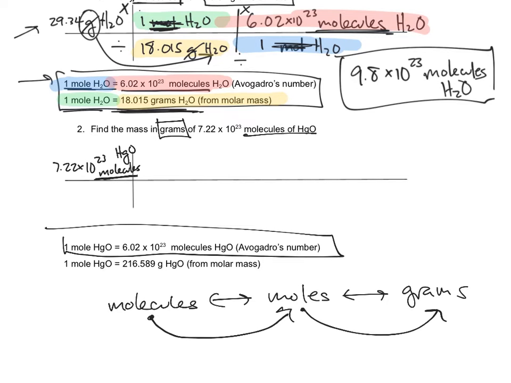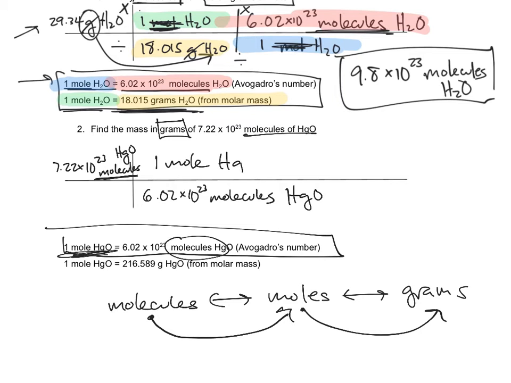We've started with molecules on the top. So that means molecules has to go on bottom next. So down here we'll put 6.02 times 10 to the 23rd molecules of HGO. Sorry, that doesn't look like a 3, but it is. So we've got 6.02 times 10 to the 23rd molecules of HGO on the bottom. The thing that it's equal to goes on top. That's the 1 mole of HGO. So molecules and molecules cancel out. Now we're in moles. We went molecules to moles.